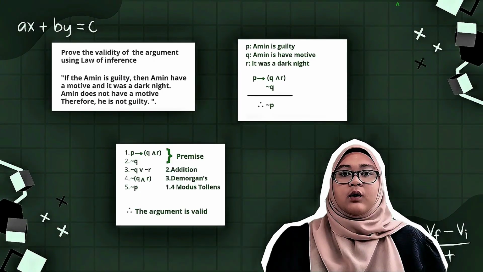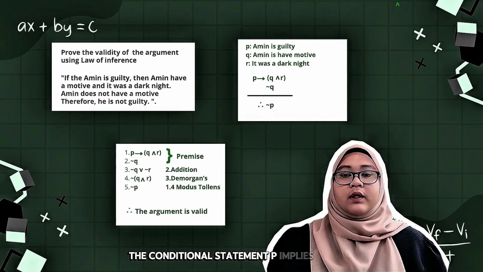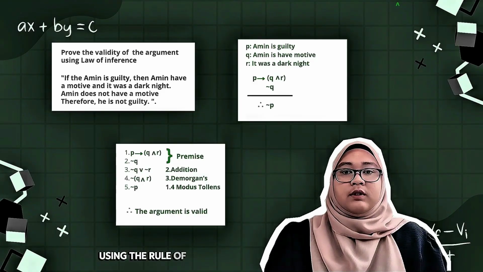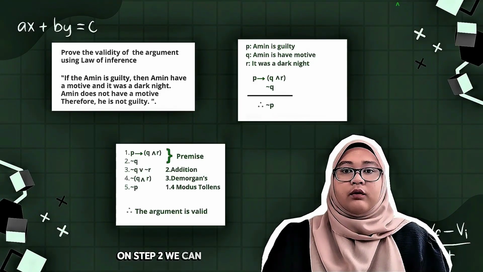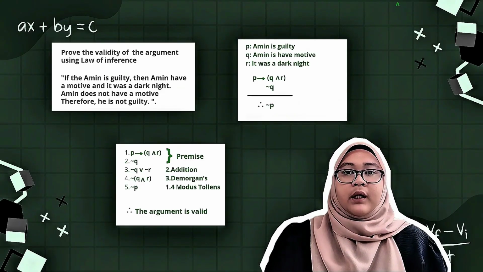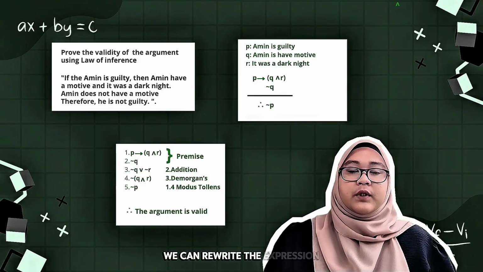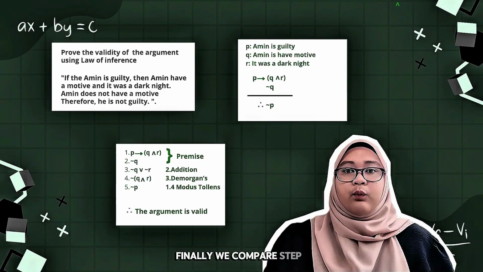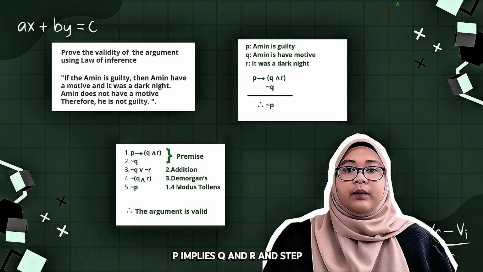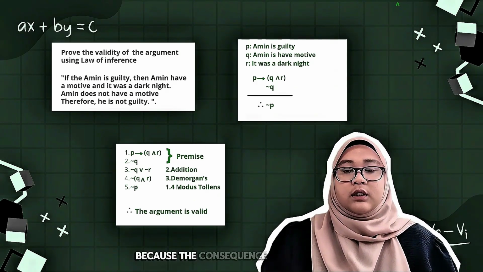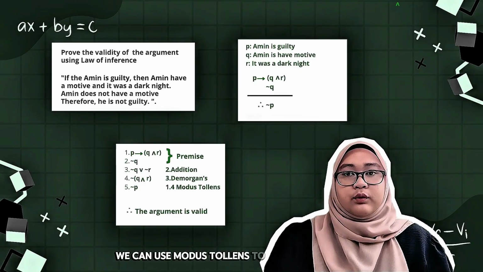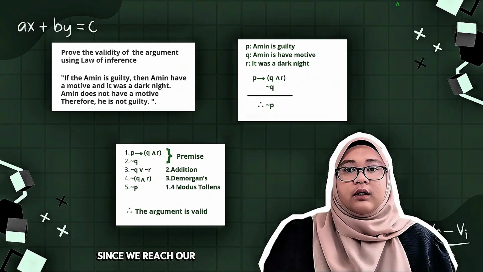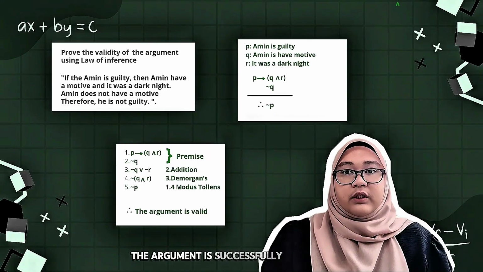Let's walk through the proof step by step. We start with our first premise, the conditional statement P implies Q and R. We write down our second premise, which is negation Q. Using the rule of disjunctive amplification, or addition, on step 2, we can write negation Q or negation R. By applying De Morgan's law to step 3, we can rewrite the expression as the negation of a conjunction, which is negation of Q and R. Finally, we compare step 1, P implies Q and R, and step 4, which is negation of Q and R. Because the consequent Q and R is false, we can use modus tollens to conclude that the antecedent P must also be false, giving us negation P. Since we reach our target conclusion using valid rules, the argument is successfully proven valid.